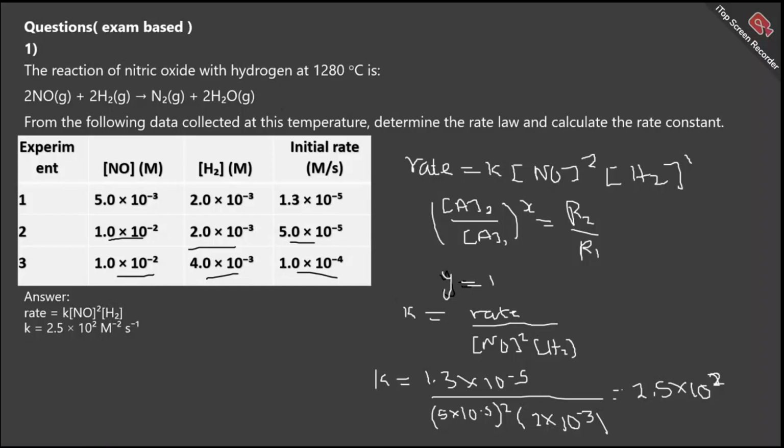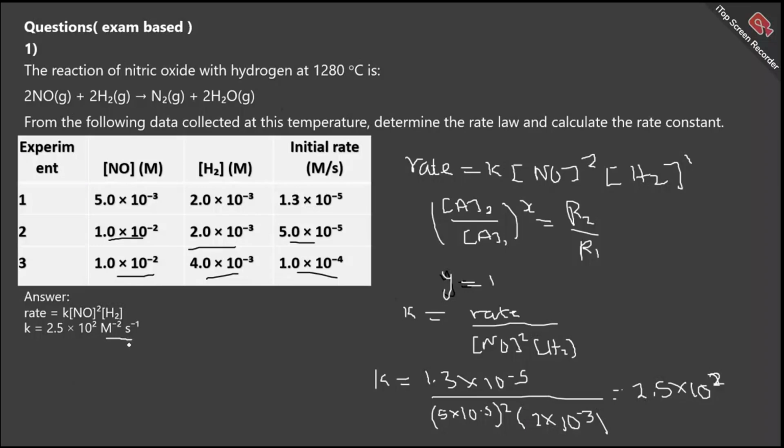Okay, so after you're done substituting, you should get 2.5 times 10 raised to the power 2. Now talking about the constant, and we said it has units. In this case, what are the units going to be? So it's just going to be this one here.